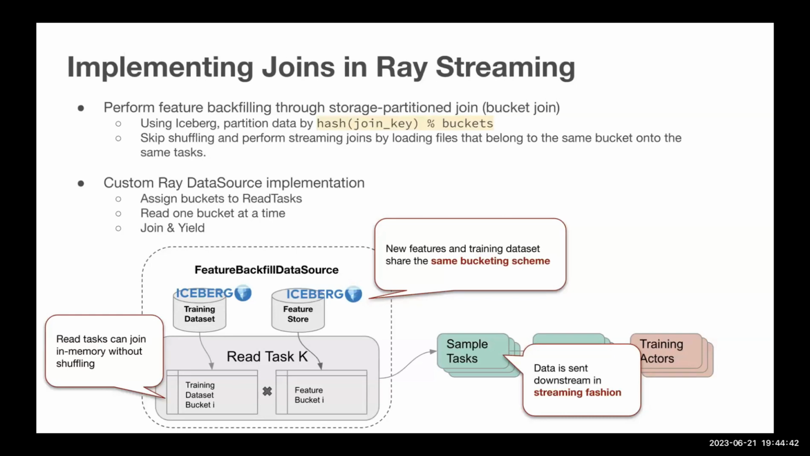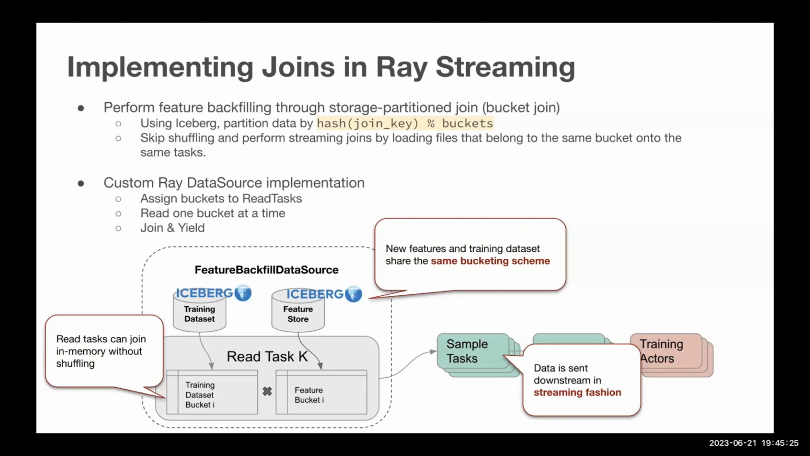Right? And the idea is to perform feature backfilling through storage partition join, and this is the one that's commonly known as bucket joins. And we're going to be using Iceberg to partition the data into a few deterministic buckets, right? And you can think of this pre-bucketing of data as if we are linking the shuffle stage all the way to the storage layer, so that we're pre-shuffling the data since we already know what the join key is going to be. And we can skip shuffle and perform streaming joins, and we can benefit from the streaming executor that Derek talked about.